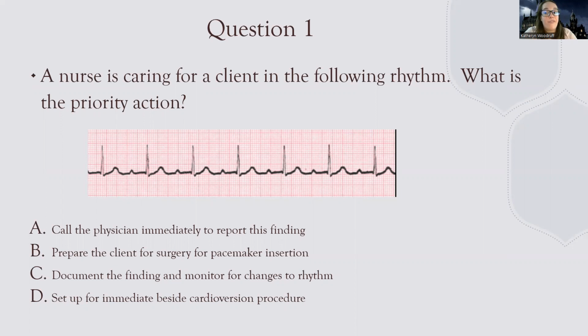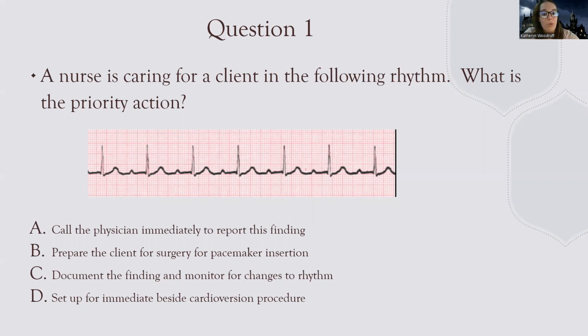In a question like this, I need to figure out one, what is the rhythm, and two, what am I going to do about it? So first, let's figure out what the rhythm is. I'm looking at this rhythm and I'm counting. First, what's my rate? 1, 2, 3, 4, 5, 6, 7. It's 70. It's regular. I see a P wave for every QRS. I see a skinny QRS.